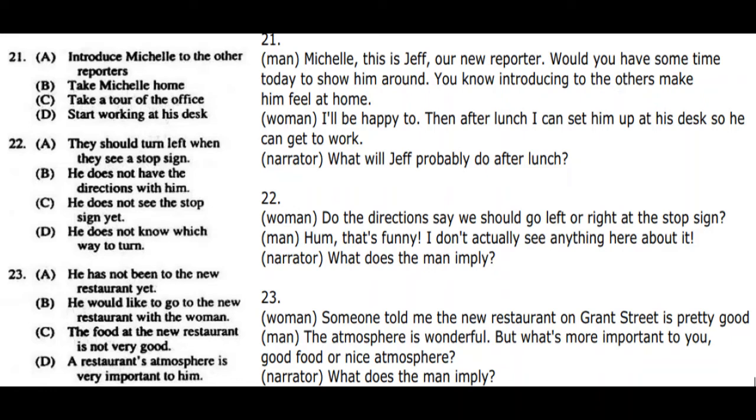Number 22. Do the directions say we should go left or right at this stop sign? That's funny. I don't actually see anything here about it. What does the man imply?